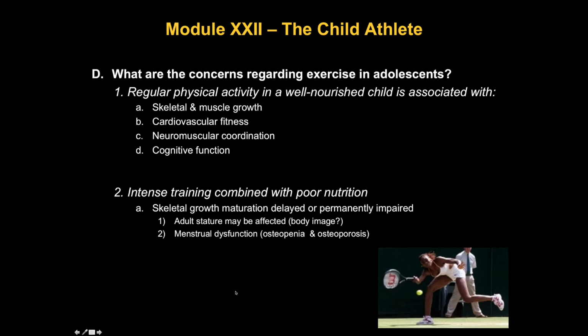What are the concerns regarding exercise in adolescence? Well, we know that regular physical activity in a well-nourished child is going to be associated with skeletal muscle and growth. That's going to be normal. There will be an improvement in cardiovascular fitness, neuromuscular coordination improves, and even cognitive function can improve. However, the downside here is that we know that intense training combined with poor nutrition spells disaster, primarily with skeletal growth, which can be delayed and also permanently impaired.